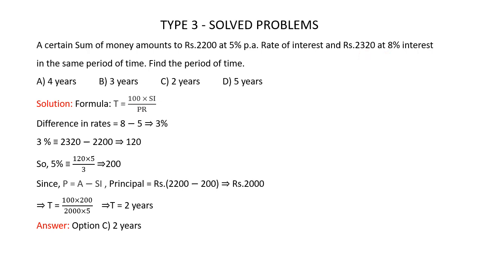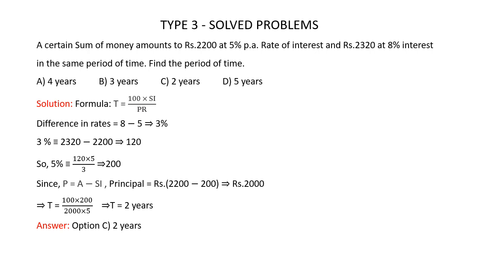So let's consider the first case. Now, as you can see, here it's given that in the first case, the rate of interest is 5% per annum. But we do not know what is the SI or what is the principal. Now, if we find out the SI for the first case, then easily we can find the principal. Now, using all these three values, we can find the time.